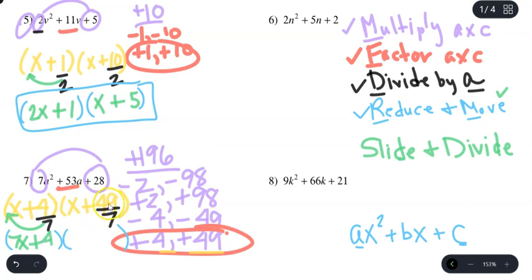Is 49 over 7 reduced? No, it's not, but I can reduce it. 49 divided by 7 comes out evenly, 7. So I don't have to do any moving. I just reduce x plus 7, and I am done.